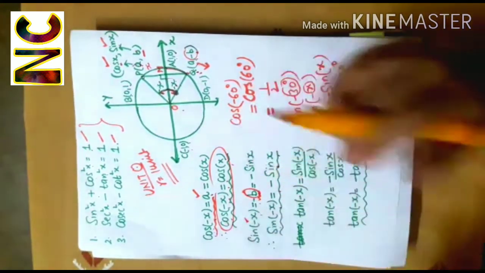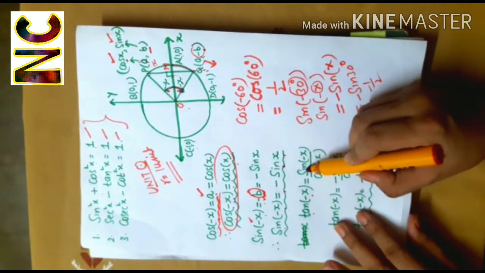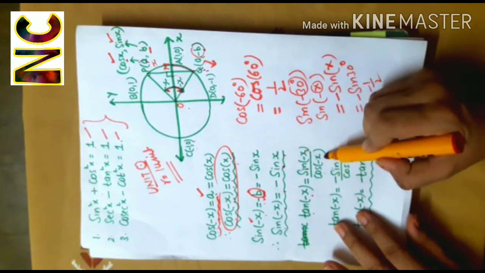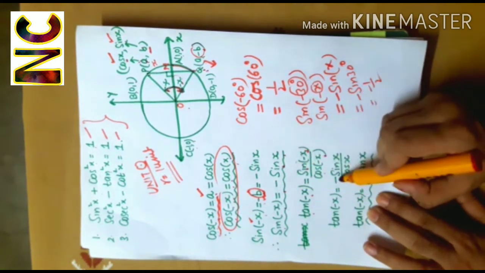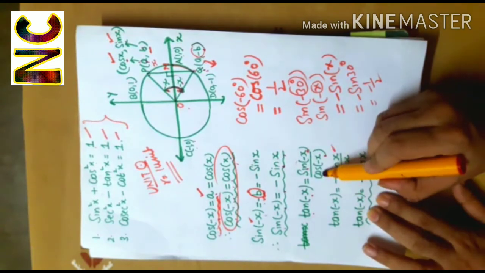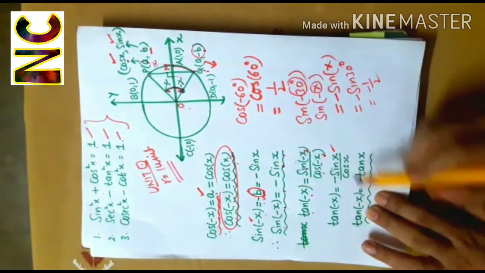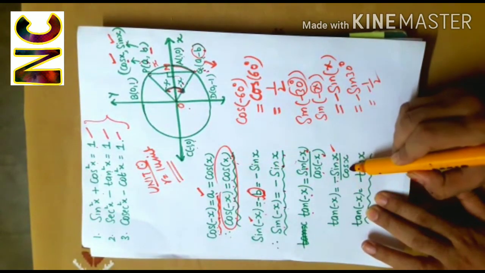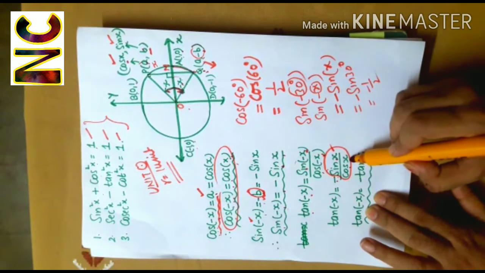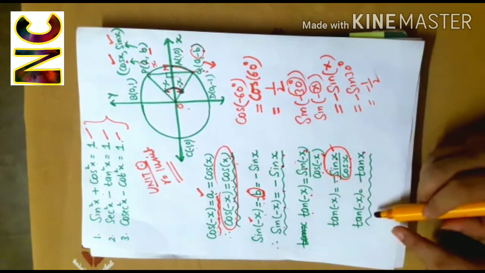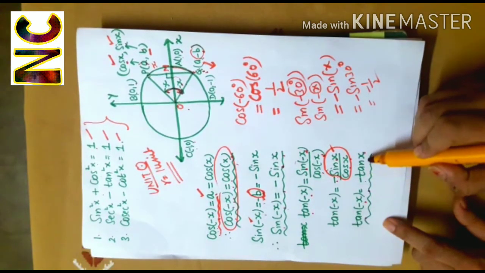Now using these two, tan of minus x can be written as sine of minus x over cos of minus x. Now what is sine of minus x equal to? It is minus sine x. And what is cos of minus x equal to? It is cos x. So here I'll get minus sine x over cos x. Yes, what is this equal to? Sine x over cos x is tan x. So I'll get tan of minus x is equal to minus tan x.